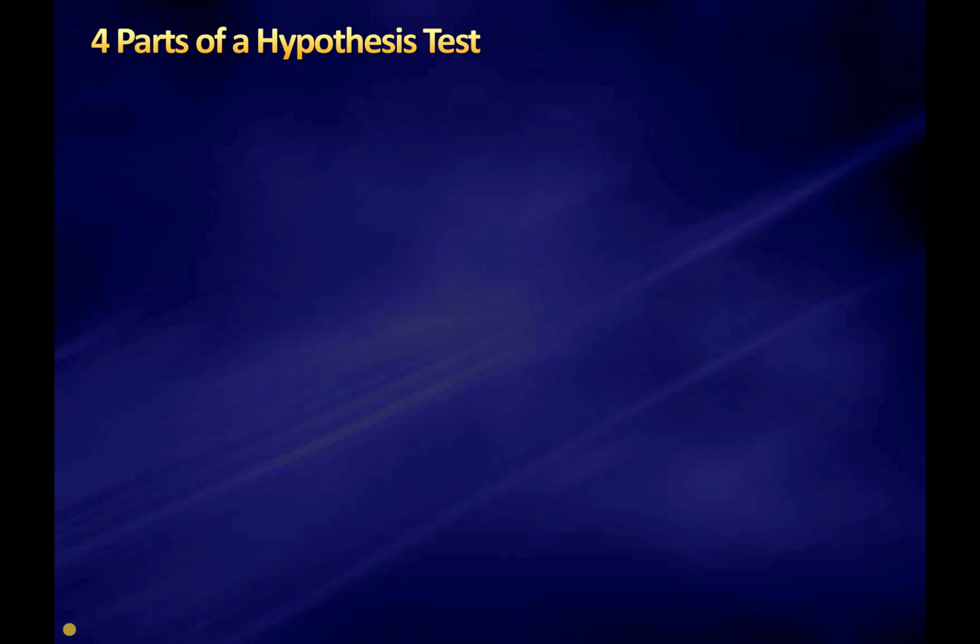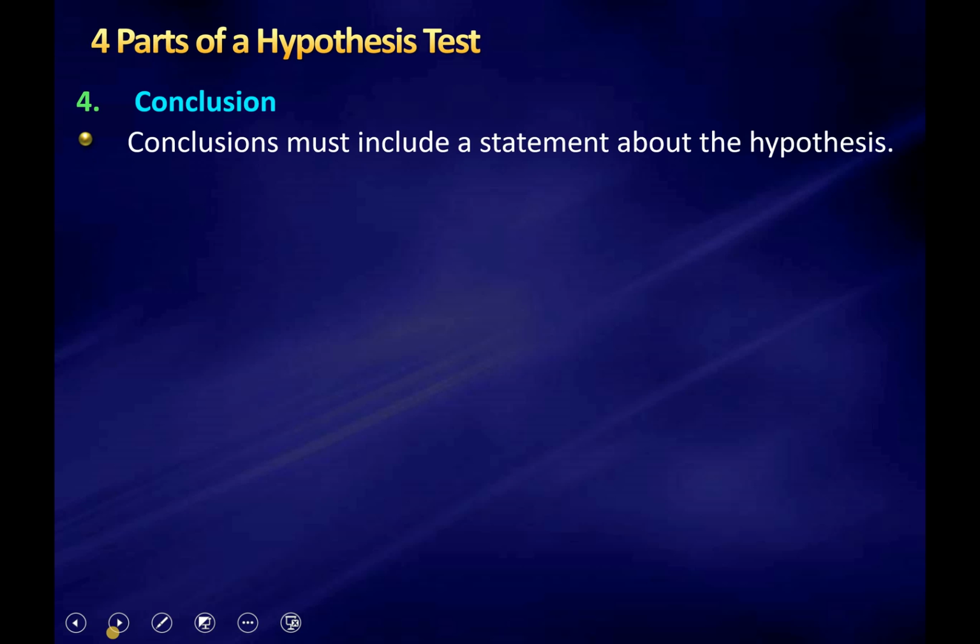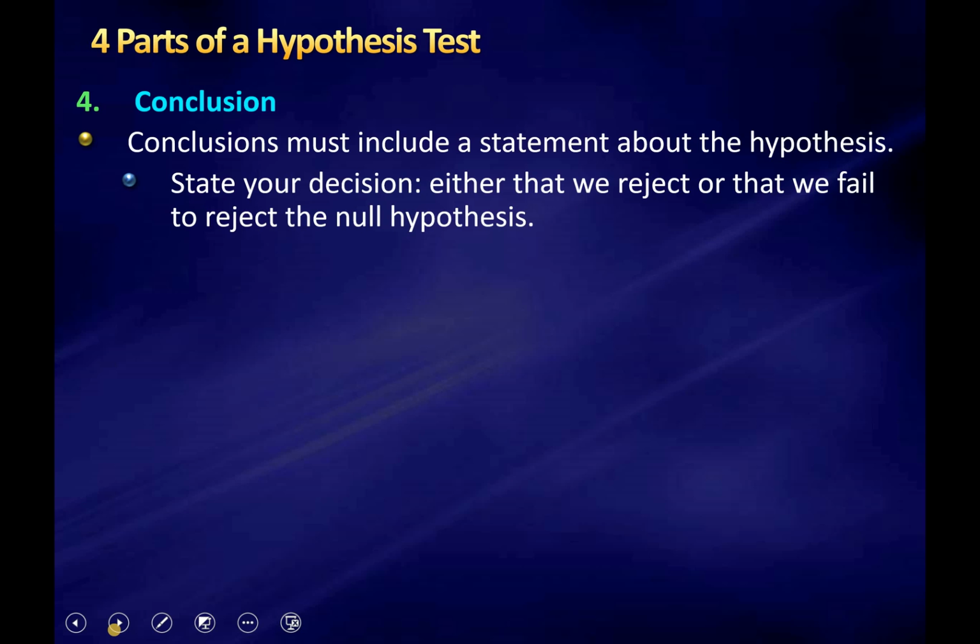The final part of our hypothesis test is the conclusion. Now, our conclusion is always reflecting our decision that we've made about the null hypothesis. And it's always centered around, do we reject it or not? So you can either say that we reject or we fail to reject. Don't ever say accept. Accept is not really a 5-letter word. It's a 6-letter word, but it's still bad.